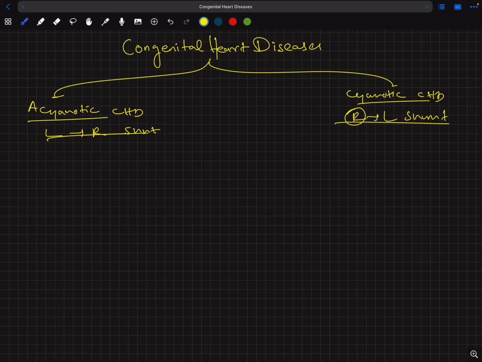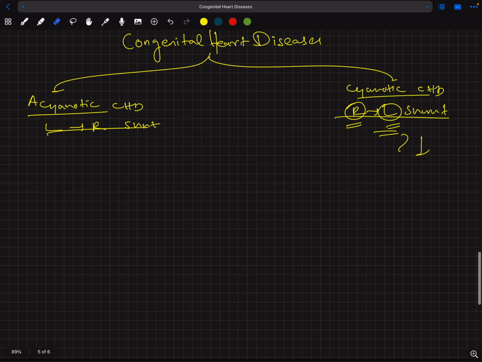We know that the right side of the heart has deoxygenated blood, and the left side of the heart has oxygenated blood. So if the deoxygenated blood from the right side gets mixed with the oxygenated blood from the left side, and the left ventricle pumps the blood through the aorta to the whole of our body, if the oxygen saturation in this blood decreases, that will lead to development of cyanosis. That's why in case of right to left shunt we develop cyanotic congenital heart disease.